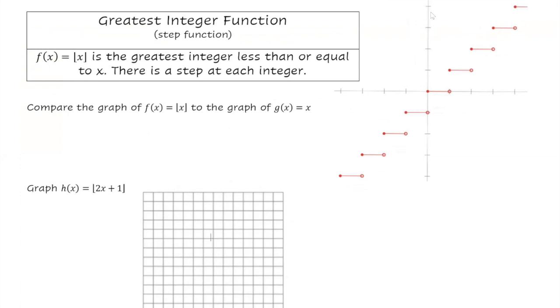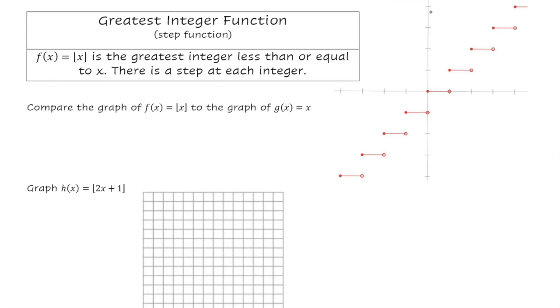...us a couple new types of functions. Right now I'm looking at the greatest integer function, which is also known as a step function. And this is the notation right here. F of x equals your step function of x is the greatest integer less than or equal to x.